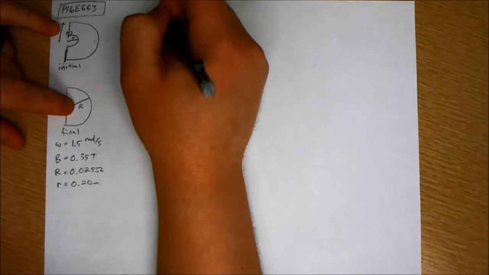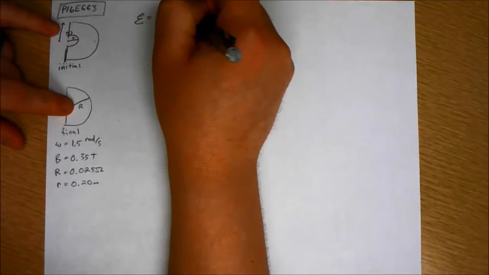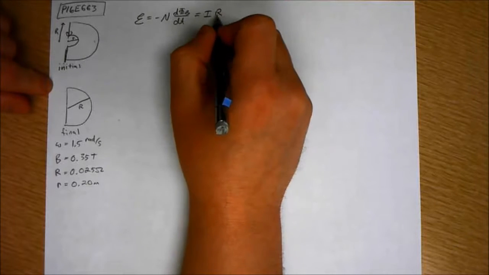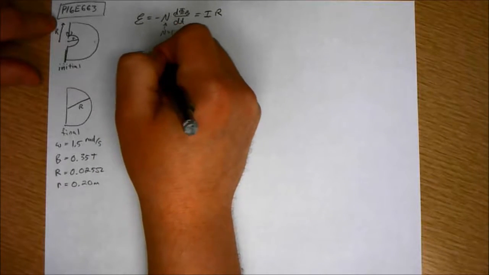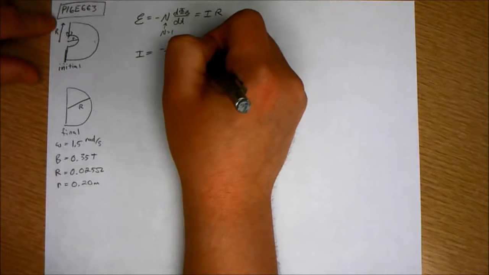Okay, so let's look at Faraday's law for a second. The induced EMF is equal to negative N times the time rate of change of the magnetic flux. Well, that doesn't give us current, but from Ohm's law, we know that is equal to the current I times the resistance R. We also know here N is equal to 1 because it's just one loop. It's not going round and round. So I'll plug in 1 and solve for I. The current is negative 1 over R d phi B dt.